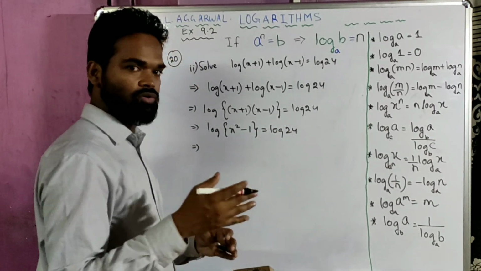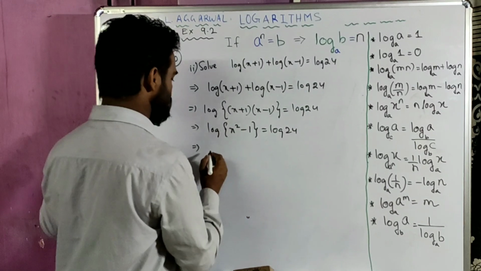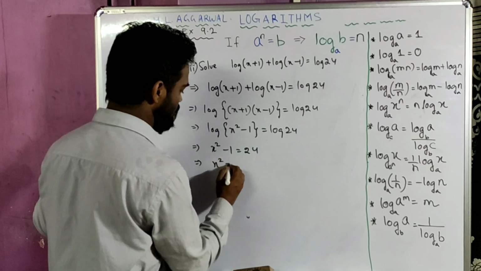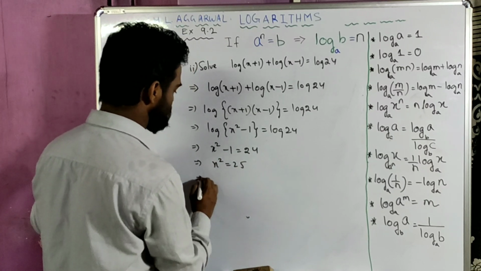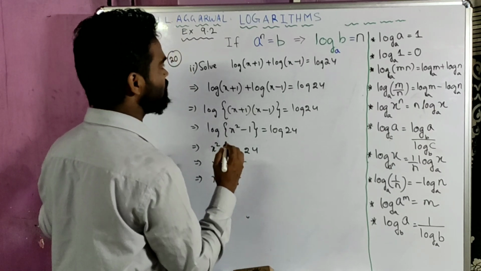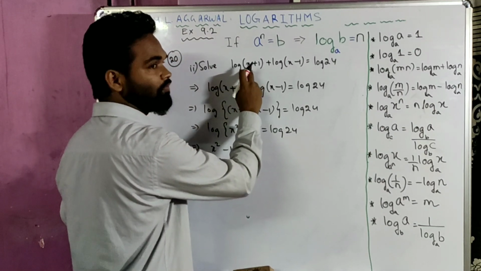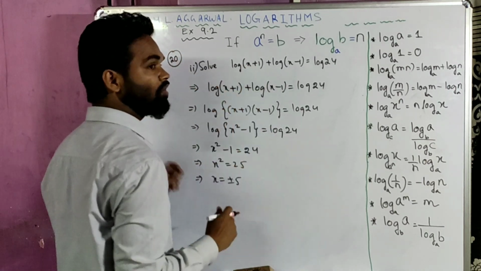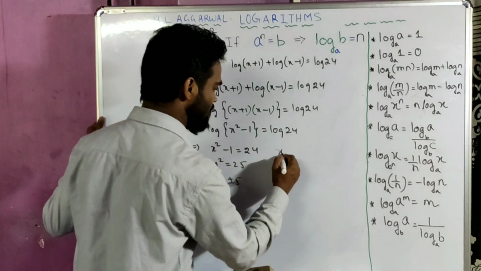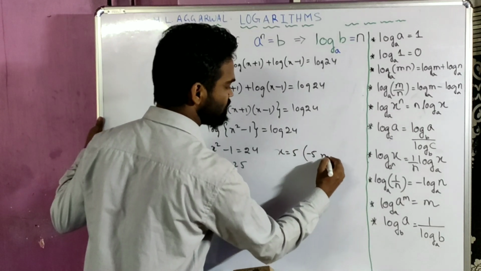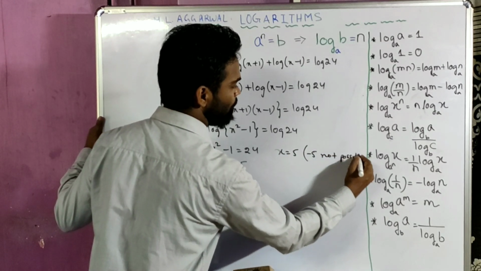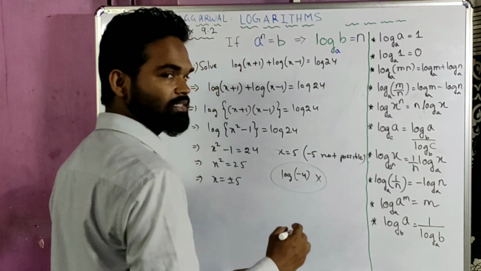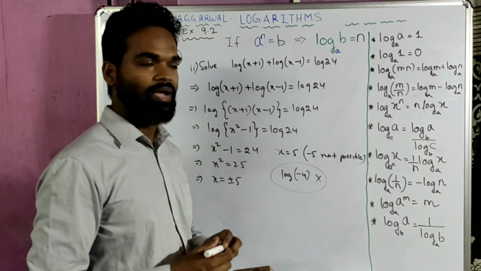Now we know if log a equals log b, we can say that a equals b, which means x square minus 1 equals 24, which means x square equals 24 plus 1, 25, which means x equals plus minus 5. Now if I put plus 5 over here, this becomes log 6, possible. If I put minus 5 over here, this becomes log of minus 4, not possible, which means x is 5, minus 5 not possible, because log of minus 4 does not exist. Clear? Now we look at the next sum.